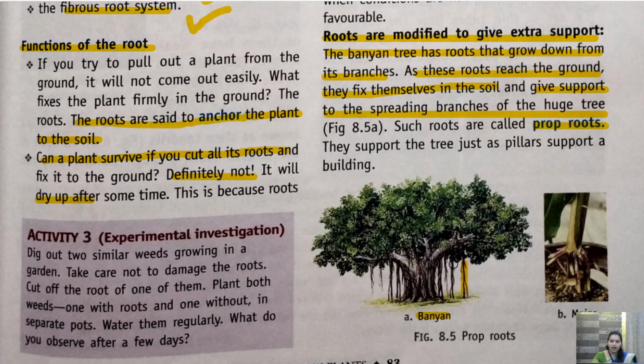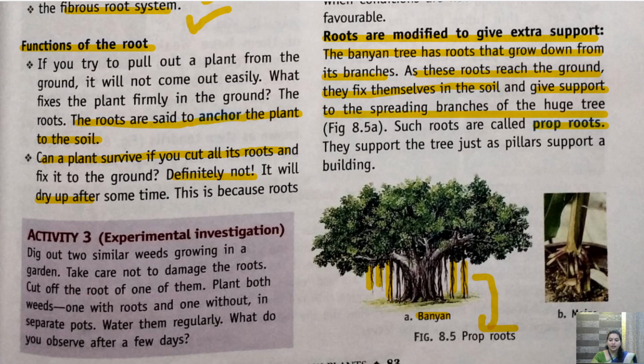So these are the roots. They are the roots of the banyan tree. Roots are there below also, but these are also roots. They are called prop roots. They are called, children, prop roots. They give support to the tree.